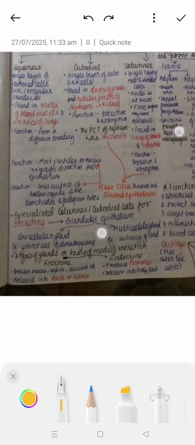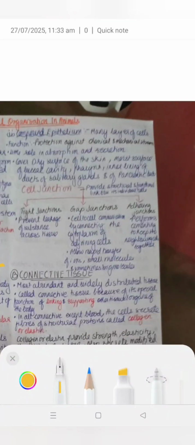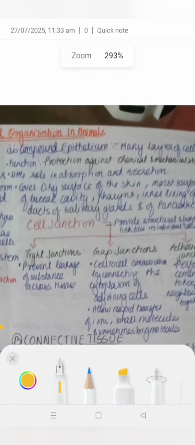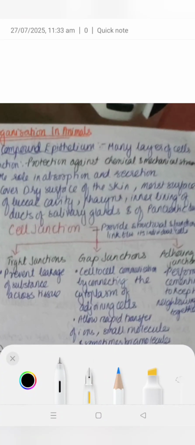Next we come across compound epithelium. It has many layers of cells. The major function is protection against chemical and mechanical stress, with little role in absorption and secretion. It covers the dry surface of the skin, the moist surface of the buccal cavity, and the inner linings of the ducts of salivary glands.